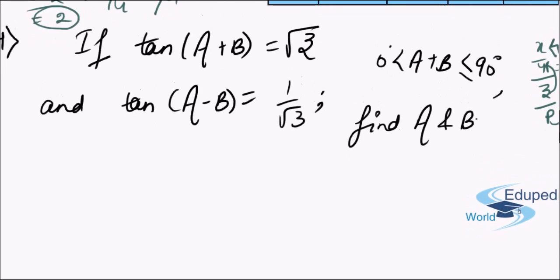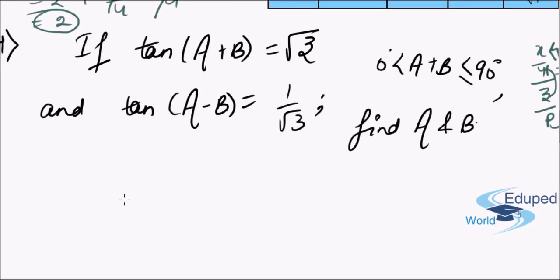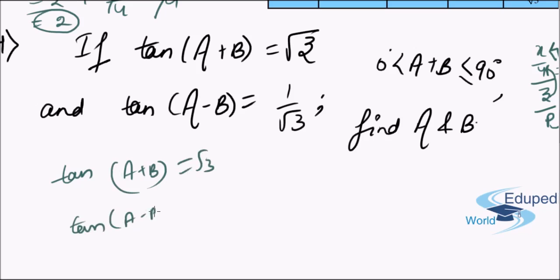Let us have one more question. The question says, if tangent of a plus b is under root 3 and tangent of a minus b is 1 by under root 3, where the sum a plus b lies between 0 and 90 degree, find the values of a and b. Friends, we have tangent of a plus b is under root 3 and tangent of a minus b is 1 by under root 3.